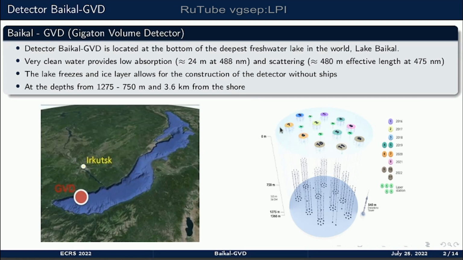Detector Baikal-GVD is a three-dimensional grid of optical modules which are attached to vertical cables called strings. And the whole detector is subdivided into functionally independent units which are called clusters. And on the right, we can see the situation from this year, 2022, where we have 10 fully operated clusters.